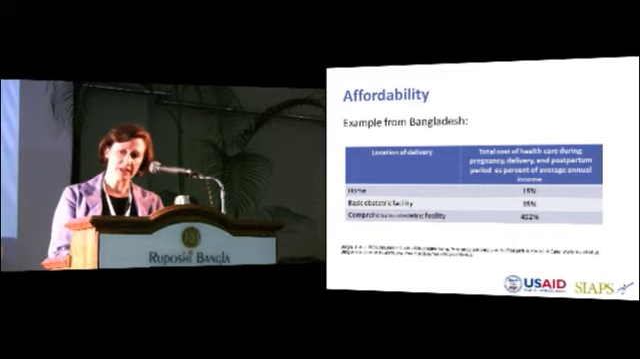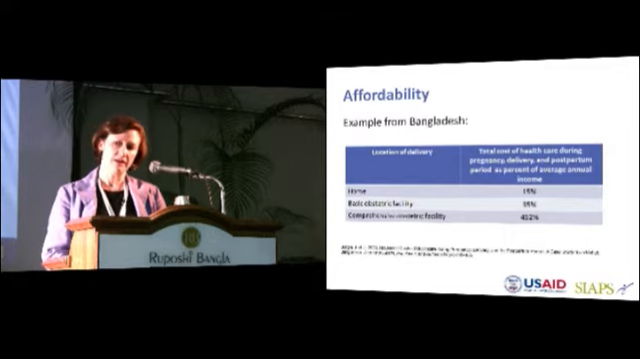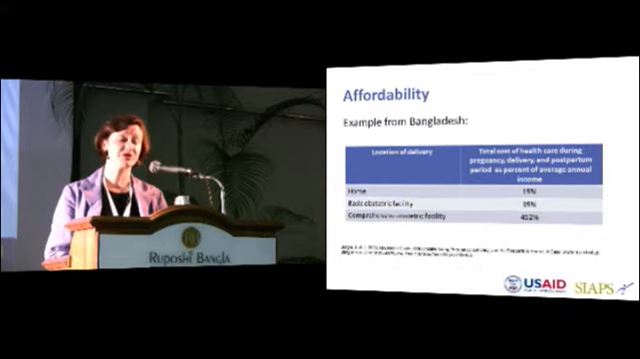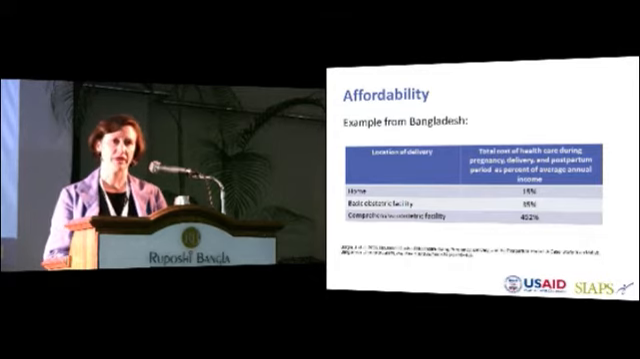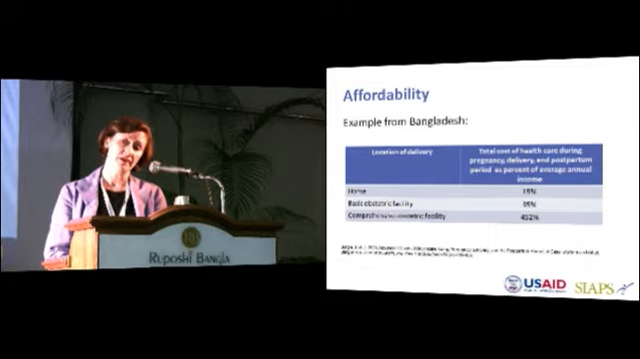In terms of affordability, this is an example from a study that was published in 2006 from Bangladesh, from Matlab. In the column on the right, we see the total cost of healthcare during pregnancy, delivery, and postpartum period as a percentage of average annual income. Now, granted, these total costs reflect much more than the cost of medicine, but in terms of affordability, as you can see, with increasing complexity of care, the prices go up dramatically, right? With an astounding 452% of average annual income at comprehensive obstetric facilities.